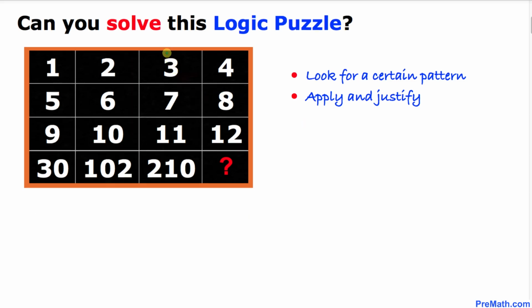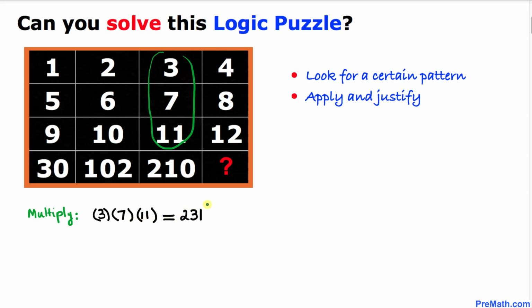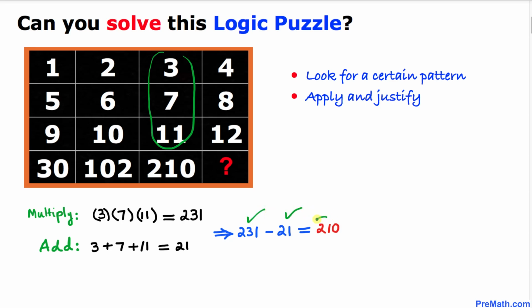And here's our next step. Let's focus on these three numbers 3, 7, and 11 in this next column. Let's multiply these numbers: 3 times 7 times 11 gives us 231. Likewise, let's add these numbers as well. 3 plus 7 plus 11 gives us 21. Now let's subtract these numbers. 231 minus 21 gives us 210, and that's what we got at the bottom over here.